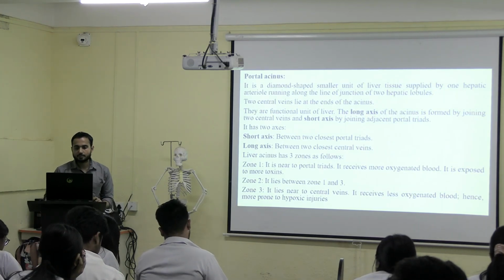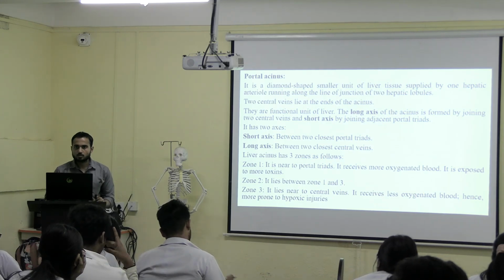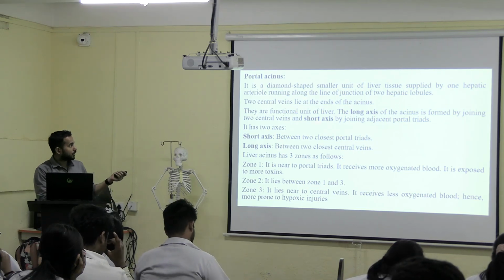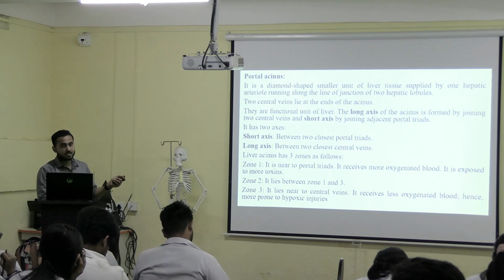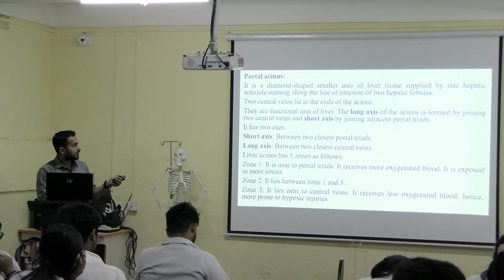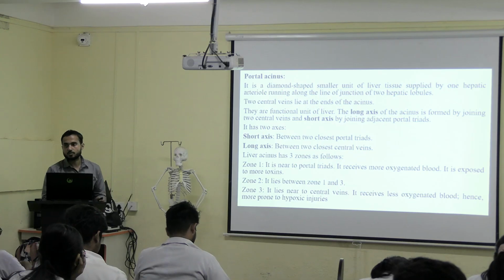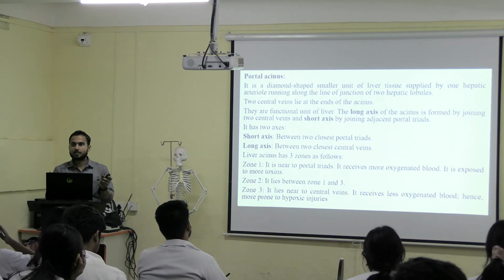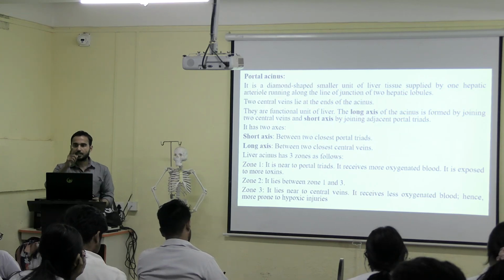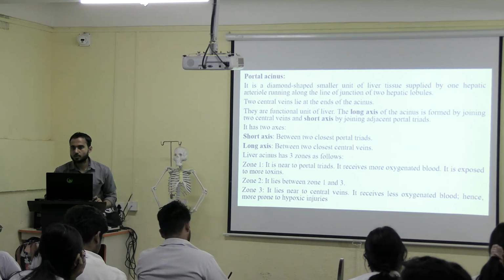What is the shape of the portal acinus? Diamond shaped, also called elliptical shaped. So we'll keep it as a diamond shape. It is a diamond shaped smaller unit of the liver which is supplied by one hepatic arteriole running along the line of the junction of 2 hepatic lobules. So where one hepatic lobule and another hepatic lobule join, in between that one hepatic arteriole supplies both the adjacent areas of the hepatic lobules. That is the portal acinus.